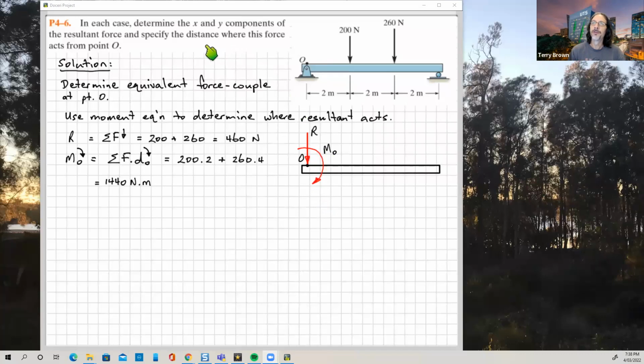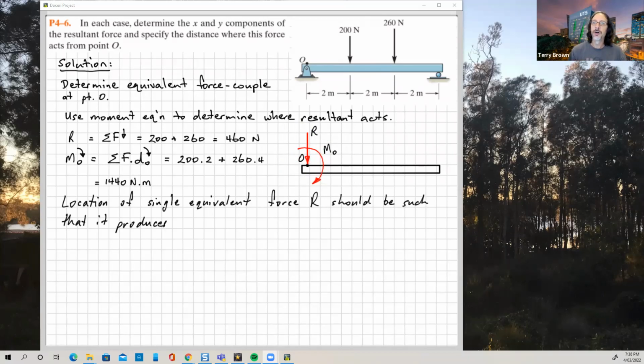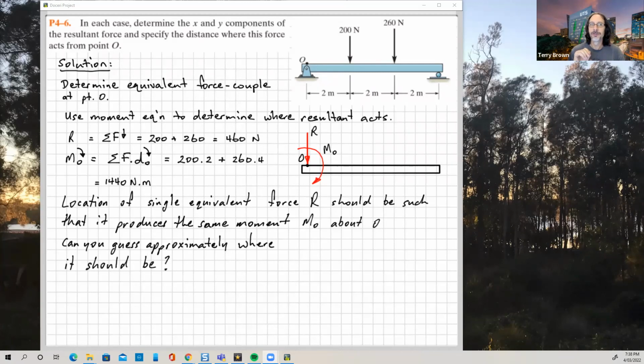All right, so the next part of the problem is, now that we've got a force and a moment here, the question says, determine the resultant force and specify the distance where this force acts from point O. So what we want now is just a single force that's equivalent to these two original forces, and of course also equivalent to what we've just calculated, the single force and couple moment at point O. Location of the single equivalent force R should be such that it produces the same moment M0 about point O. Right, so can you guess or approximate where that force should be?